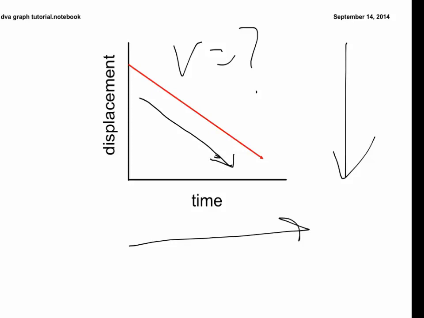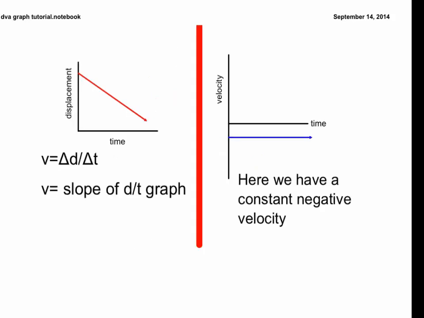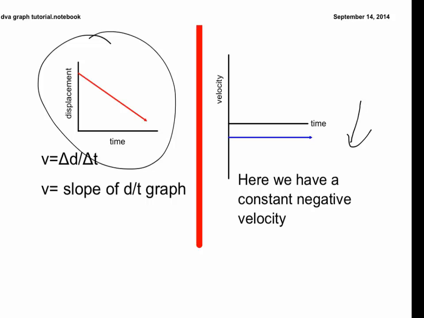So what you see here, again, using the slope of our displacement time graph, is that we have a negative constant velocity. So in other words, it's in the lower quadrant because it's negative, and it's straight across because it's constant. This tells me that my object is moving back towards its original position at some constant rate.